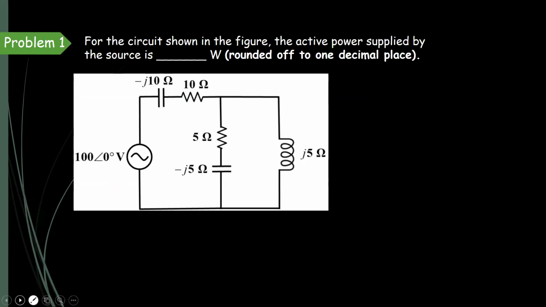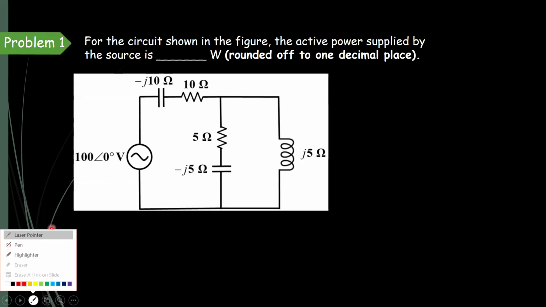So this is the first problem. Here, an AC network is given. For the circuit shown in the figure, the active power supplied by the source is. We need to find the active power supplied by the source. AC network is given. We need to find the active power. Okay. So, we know the active power.